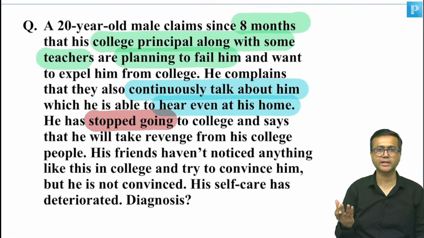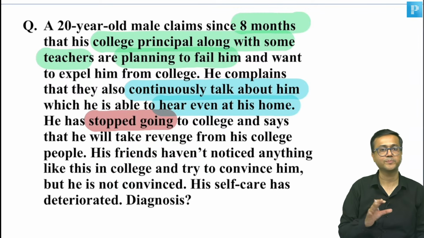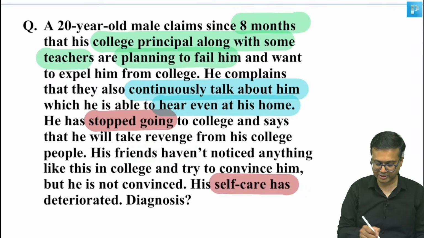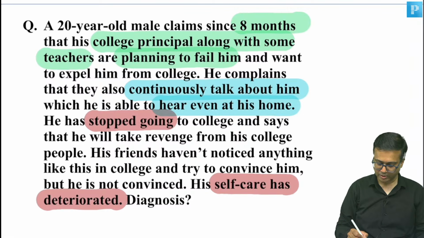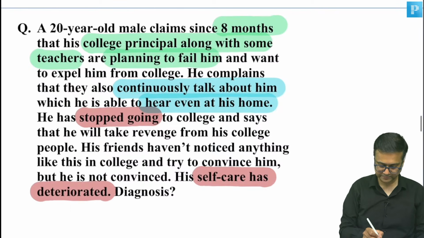His friends haven't noticed anything like this. They try to convince him. He's not getting convinced. His self-care has also deteriorated. Beta, can you tell me what is the diagnosis here? Can you tell me, beta, what is the diagnosis?